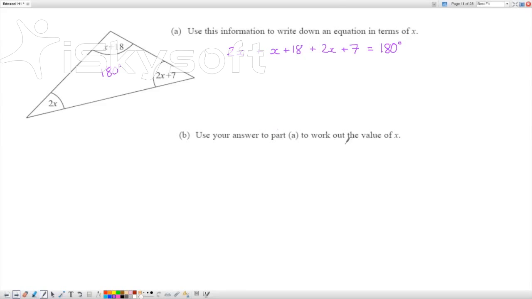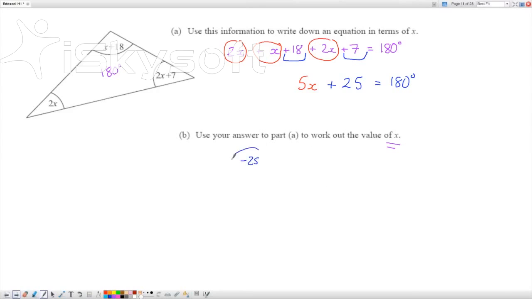Now we're going to need to use this equation to find the value of x, so we might as well simplify now. So first off, collecting all of our x's together, we've got 2x plus 1x plus 2x, which gives us 5x. Then looking at our numbers, we have positive 18, positive 7, which gives us 25, equal to 180 degrees. So that's our equation.